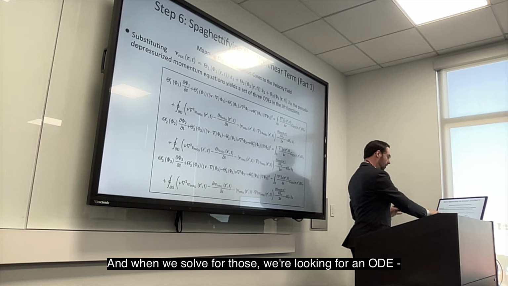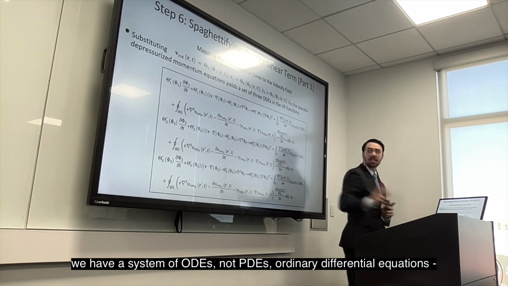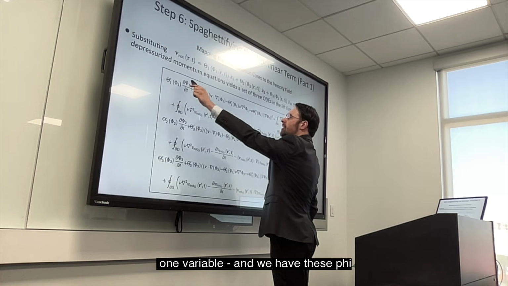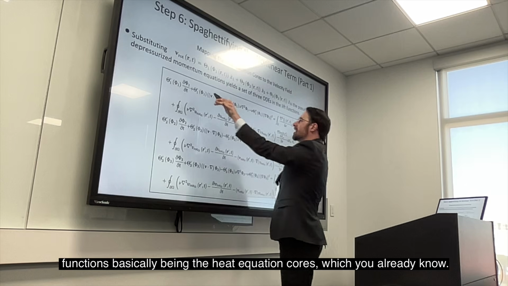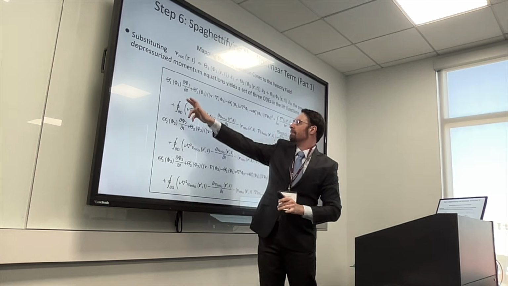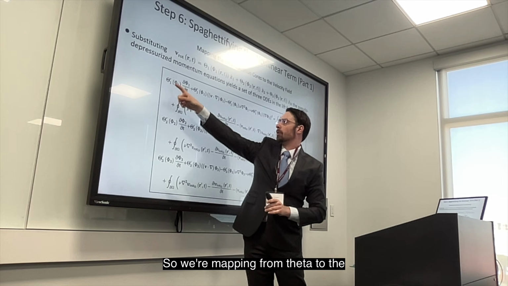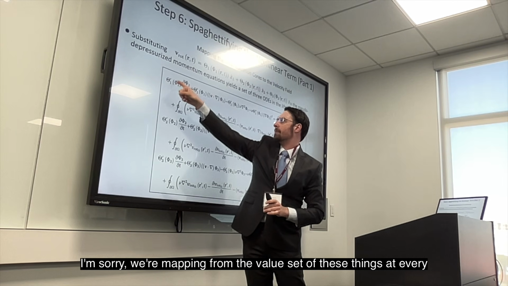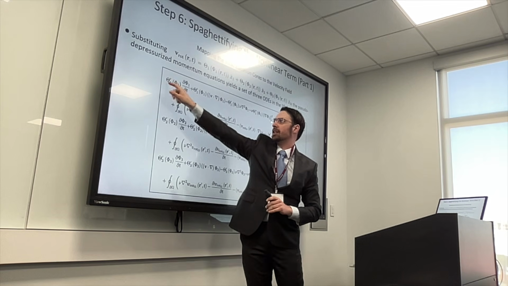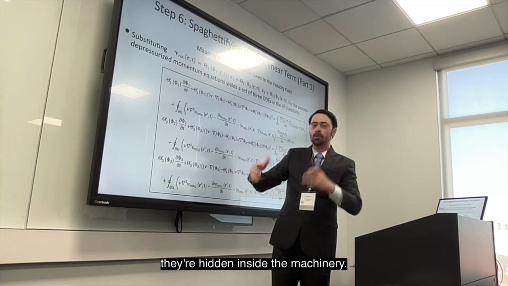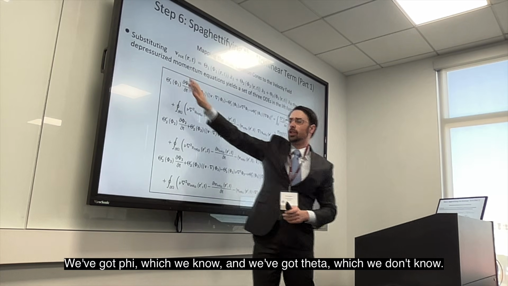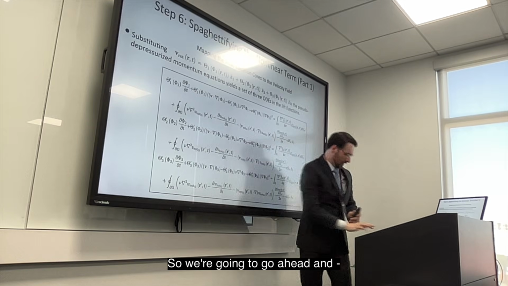And when we solve for those, we're looking at a system of ODEs, not PDEs, ordinary differential equations, one variable, and we have these phi functions basically being the heat equation cores, which you already know. So we can go ahead and treat those as the independent variables of these ODEs. We're mapping from the value set of these things at every xyzt onto the value set of these things. So we're not really worrying about xyzt. They're hidden inside the machinery. We got the ghost in the machine. We got phi, which we know, and we got theta, which we don't know. We're solving for theta as a set of ODEs.